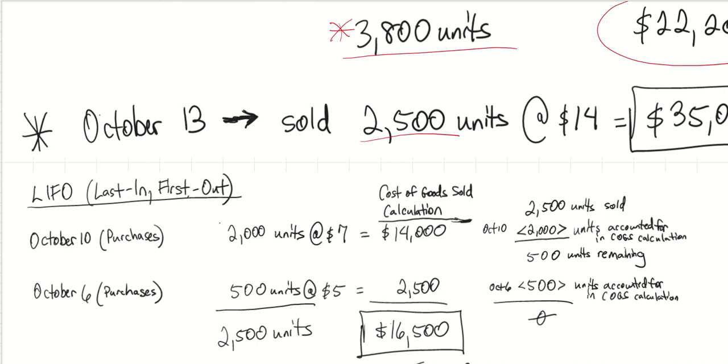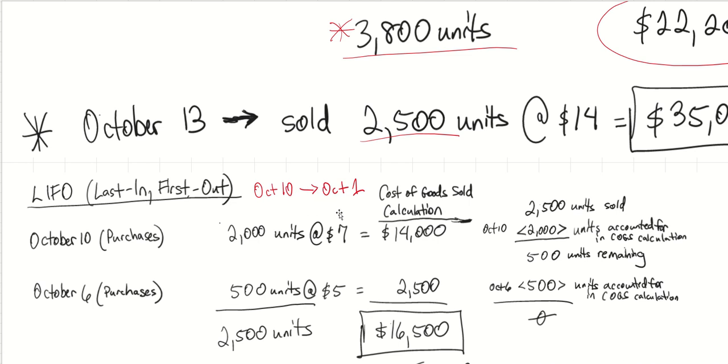Given this scenario, I'm just going to put it down so we can see how it works. When it comes to including the units in the cost of goods sold calculation, we're going to start taking units out of the inventory and include them in the cost of goods sold account from the end of the period. So in this case, we're going to work backwards. We're going to start on October 10th and work our way backwards to the beginning of the period, October 1st. So this is how it's going to work.